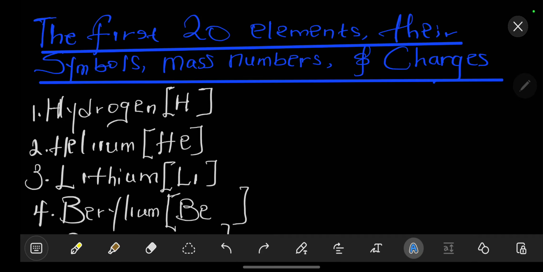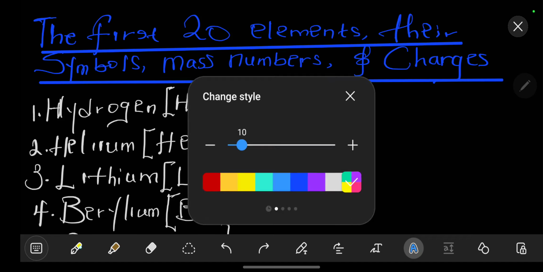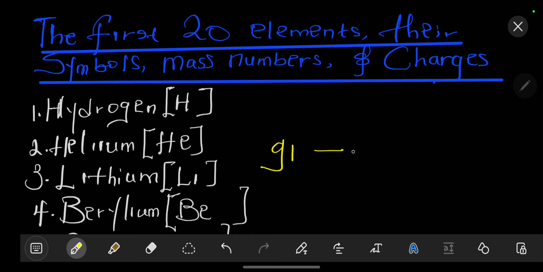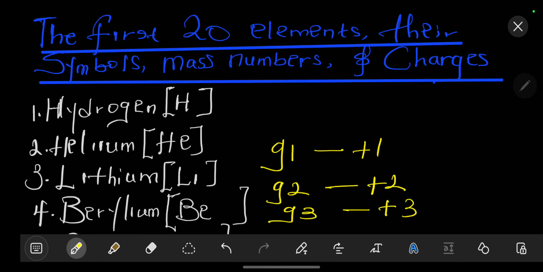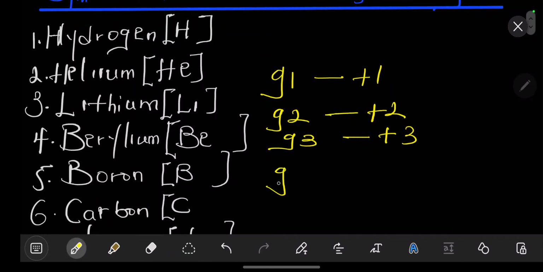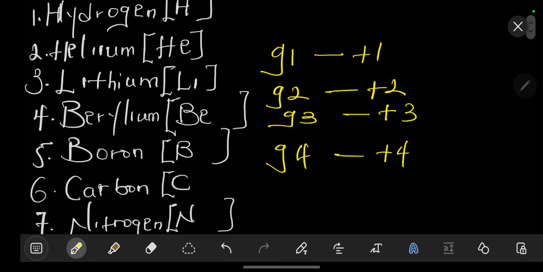Now, the charges are gotten by the position of the element, like the groups. The groups should give you the charges. For example, elements in group 1 have a +1 charge. Elements in group 2 possess a +2 charge. Elements in group 3 possess a +3 charge. Okay, now let's go on. Elements in group 4 possess a +4 charge, or it can be +2 as well, so it varies.